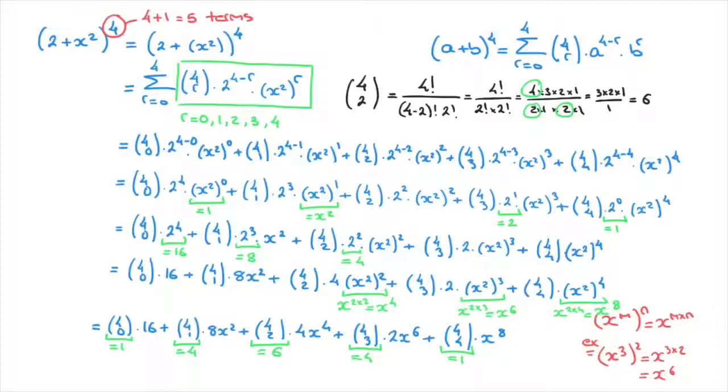And we're now in a position to write the final answer. Indeed, we can go ahead and state that 2 plus x squared, all of which is raised to the power of 4, will equal 1 times 16, which is 16, plus 4 times 8x squared, which is the same thing as 32x squared, plus 6 times 4x to the power of 4, which will be 24x to the power of 4, plus 4 times 2x to the power of 6, which will be 8x to the power of 6, plus 1 times x to the power of 8, which will just be x to the power of 8. And there we have it. We've just written all of the terms in this expansion.